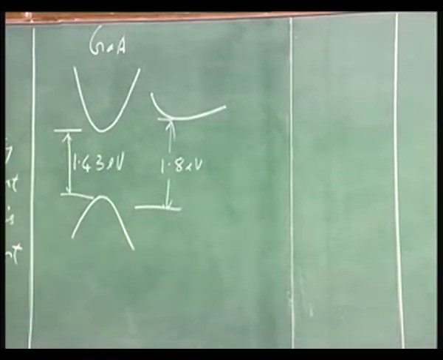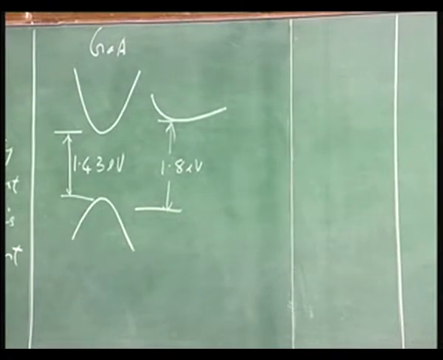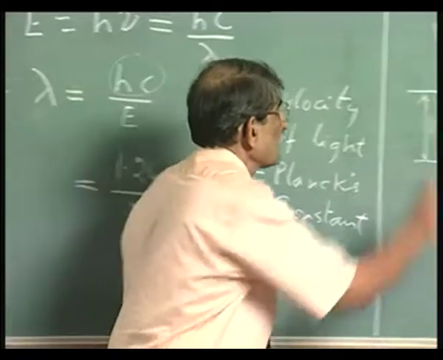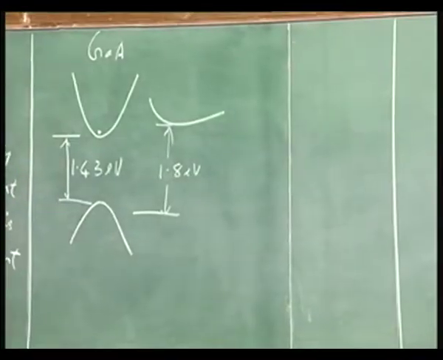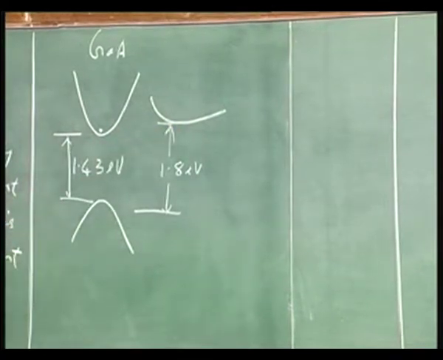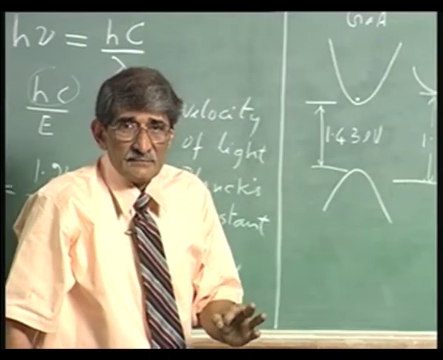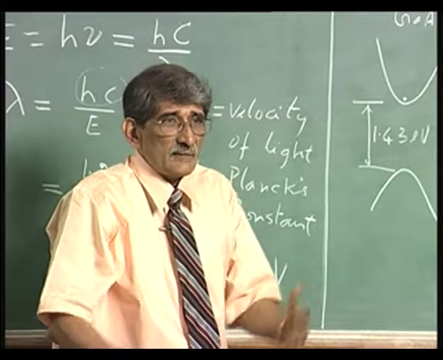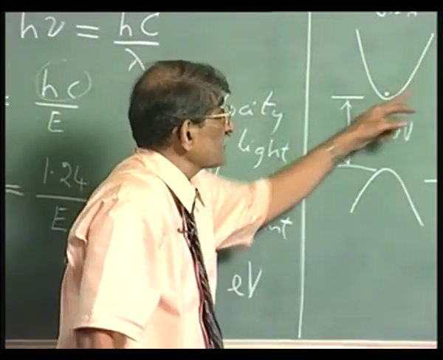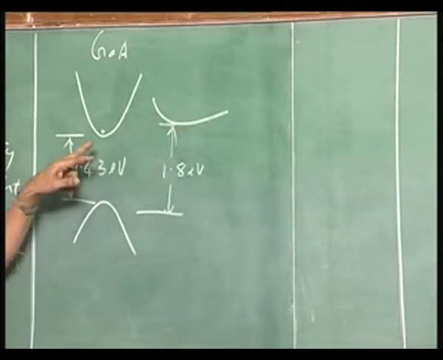You do not care about that because the electrons tend to occupy the minimum energy position, that is that. It will not occupy this position unless you give enough energy by some external means like an electric field, then you can scatter it from here to here, otherwise it will remain here.